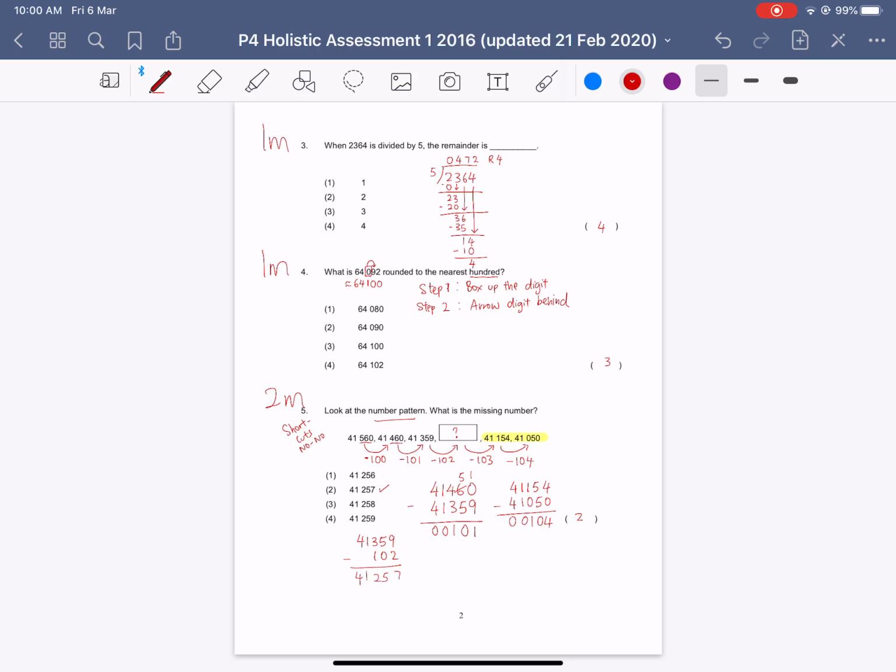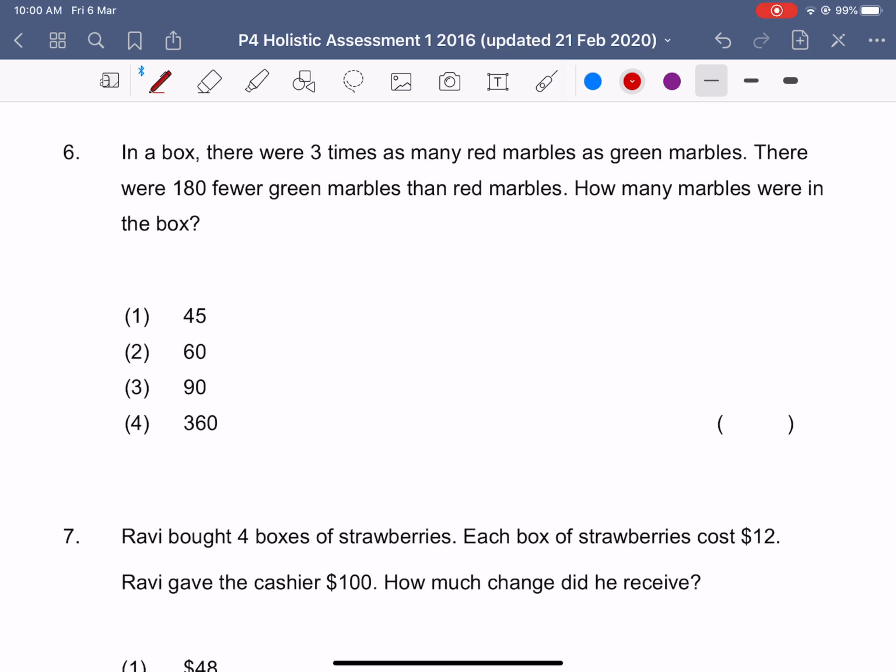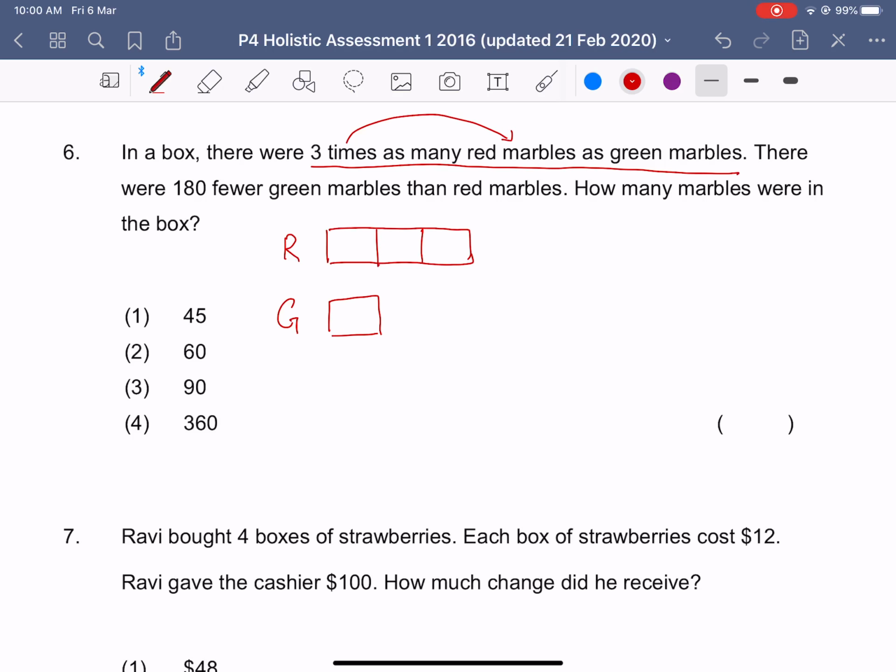In a box, there were 3 times as many red marbles as green. So based on this sentence alone, I know that red marbles is the one that's 3 times. So red and green, I will show that red has 3 times compared to green. Now, the next sentence says 180 fewer green than red. So that means the difference here is 180.